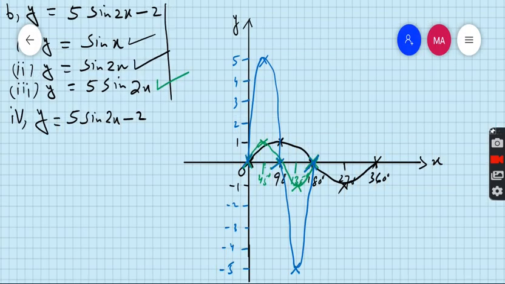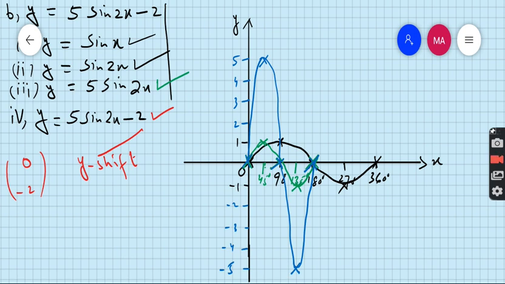Now come to last and final part, and this time I will use red one. 5 sine 2x minus 2. The blue one is 5 sine 2x, and we have to draw 5 sine 2x minus 2. This minus 2 is called y shift. What? Y shift. The coordinate is 0 and minus 2.